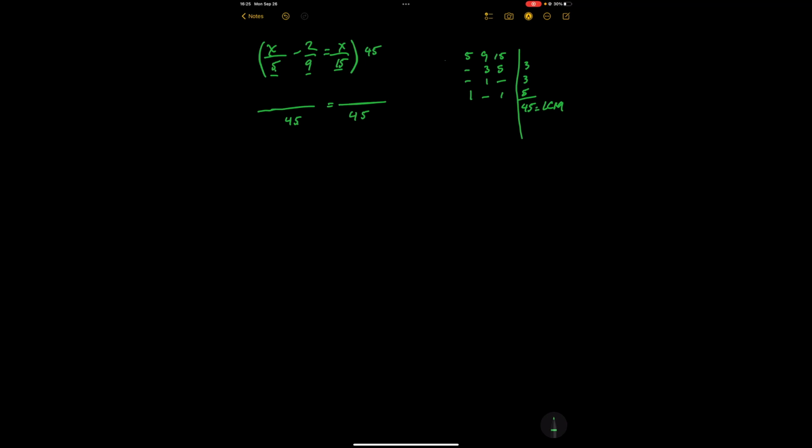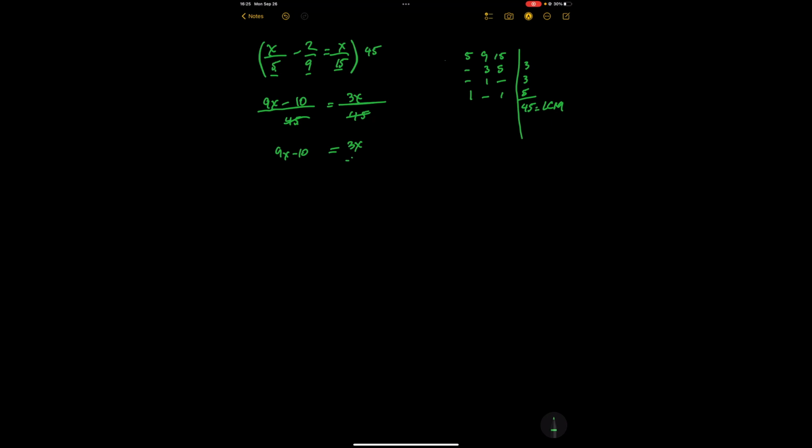So now, what is 45 over 5? It's equal to 9. 9 times x is 9x, minus 45 over 9 is 5. 5 times 2 is 10. 45 over 15 is what? 3. 3 times x is 3x. So now what do we have? Because we have the same denominator, you don't need to worry about that anymore, right? So now all we have is 9x minus 10 equals 3x.